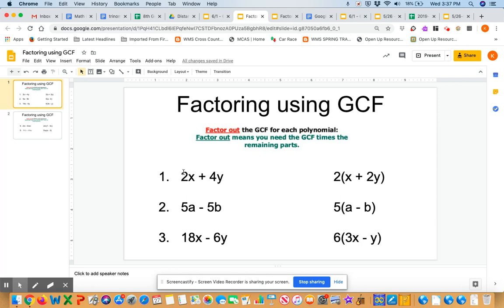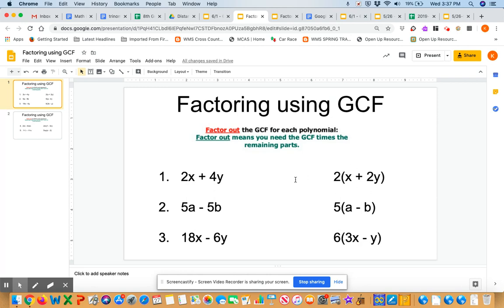I take a 2 out of 2x, I'm left with x. I take a 2 out of a 4y, I'm left with 2y. And I think you guys can see how this resembles the distributive property. That's exactly what we're using here in order to factor out using the GCF. We take the factor of 2, and if we distributed this through, we would get right back to where we started with.